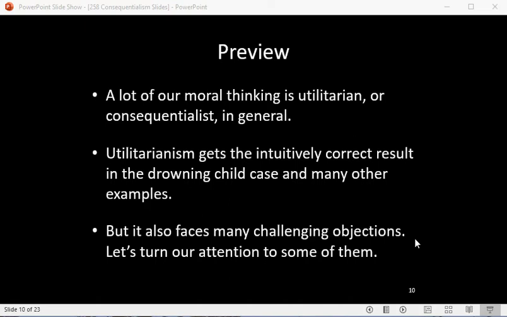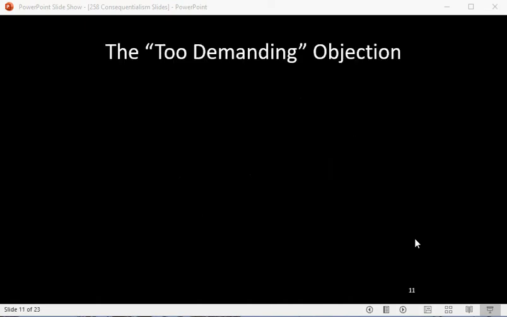However, I think pretty much everyone thinks that consequences are in some way relevant to the morality of an action. However, consequentialism and utilitarianism say that that's the only morally relevant consideration, right? That's all that matters. So I'm going to turn to some objections to utilitarianism, and I'm going to talk about three big ones. And I don't mean to imply that these are the only ones.